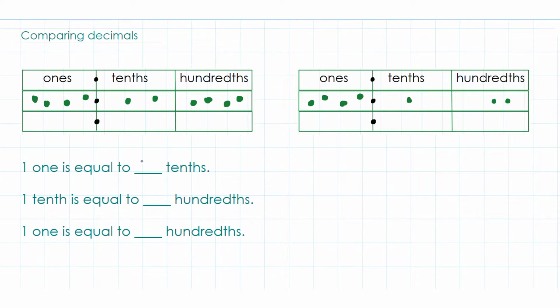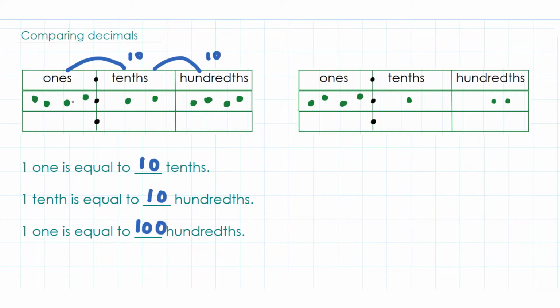So 1 is equal to how many tenths? Well, it's 10 tenths. Of course, 10 tenths is 1 whole. That's all the tenths, isn't that right? 1 tenth is equal to how many hundredths? It's 10 hundredths. And 1 is equal to how many hundredths? Well, it's 100. So again, 100 hundredths is 1 whole. And of course, we know in our base 10 decimal number system, it's all about counting in groups of 10. So 1 is equal to 10 tenths. And 1 tenth is equal to 10 hundredths, and so on.